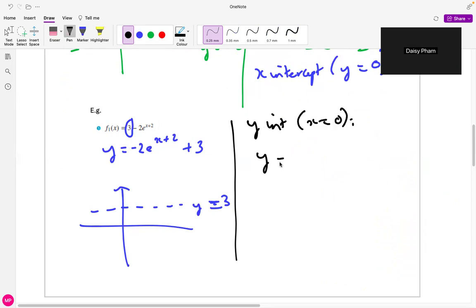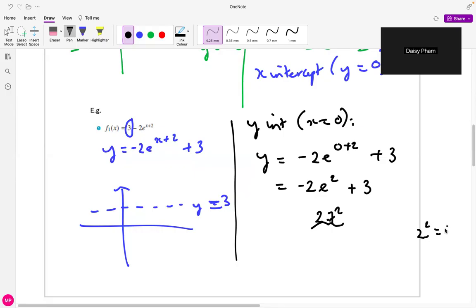So I have y equals negative 2 a to the power of 0 plus 2, plus 3, which is negative 2 a squared plus 3. Okay. I don't know the exact solution to this, but I know, think about a squared as 2.7 squared. And for 2.7 squared, think about 2 squared equals 4, 3 squared equals 9. So 2.7 squared has to be between 4 and 9. And it's more toward 9, right? Okay, it's 2.7. So the answer will be either 7 or 8.